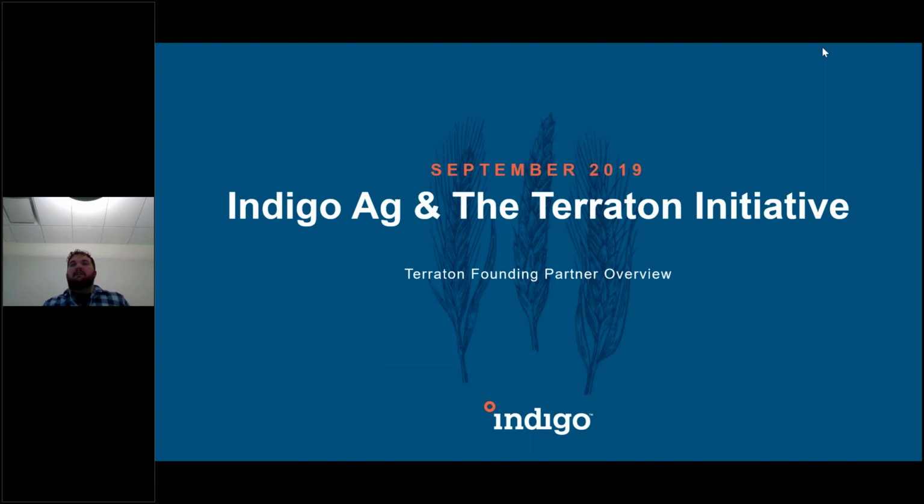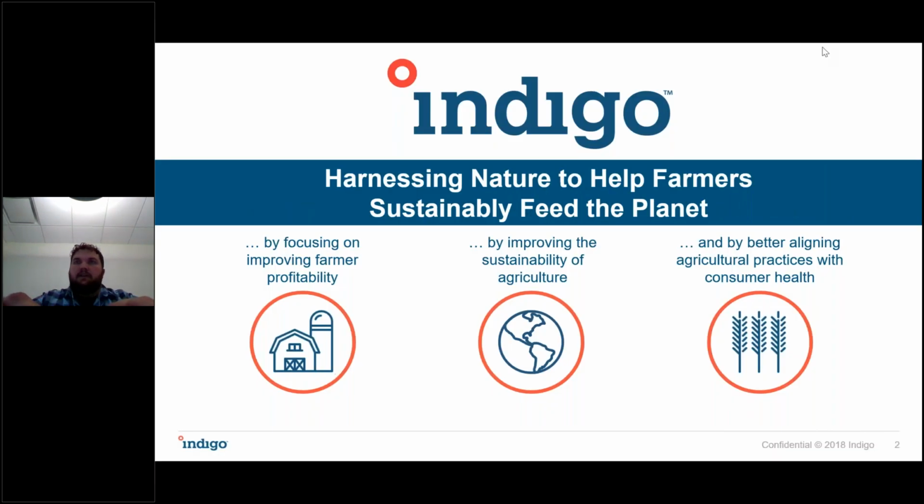introduction about what we do here at Indigo. So first of all, basically, we started off in 2014 as a beneficial ag company that works to basically use nature to help farmers become more sustainable. And we do this by focusing on farmer profitability and by improving sustainability of agriculture while also helping to provide a better agricultural product.